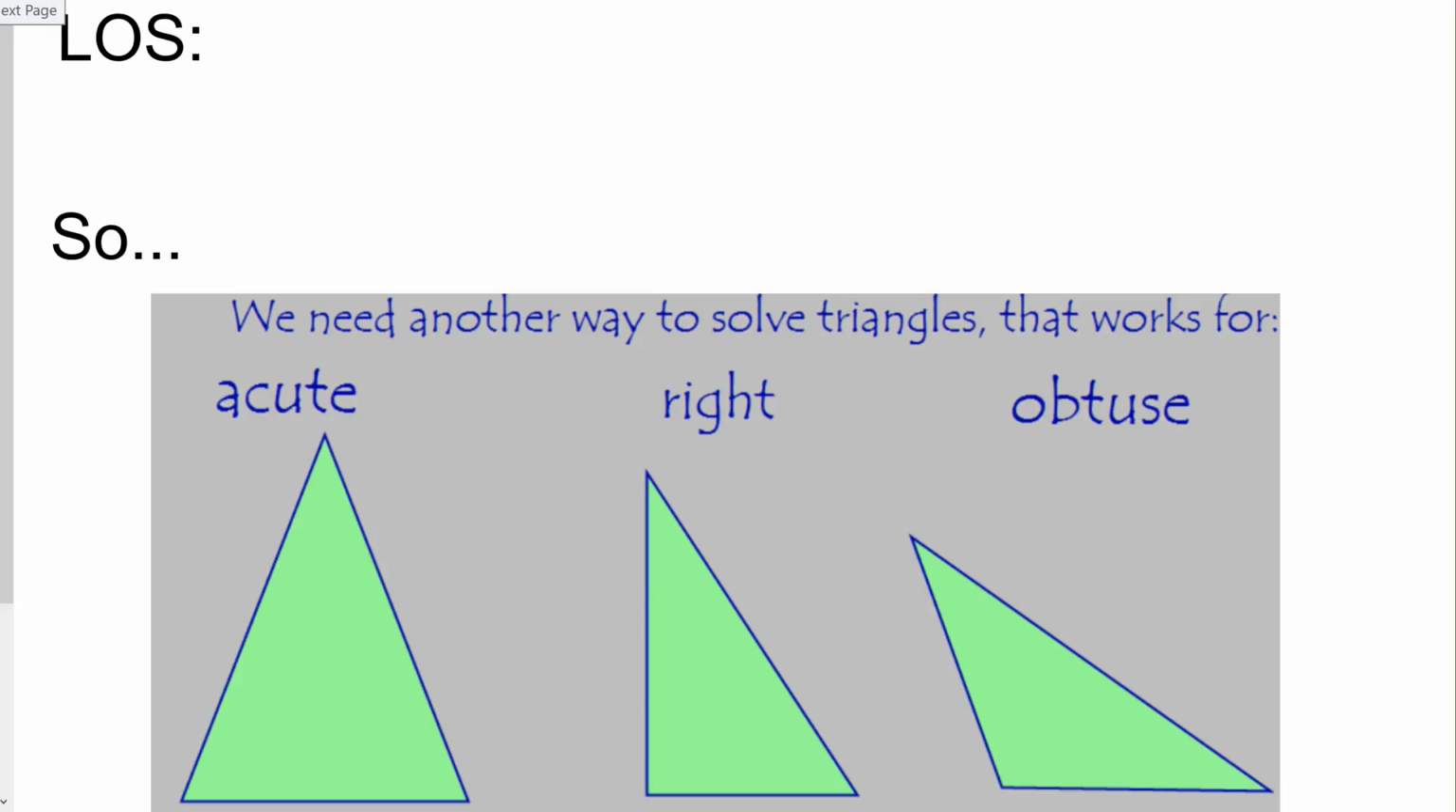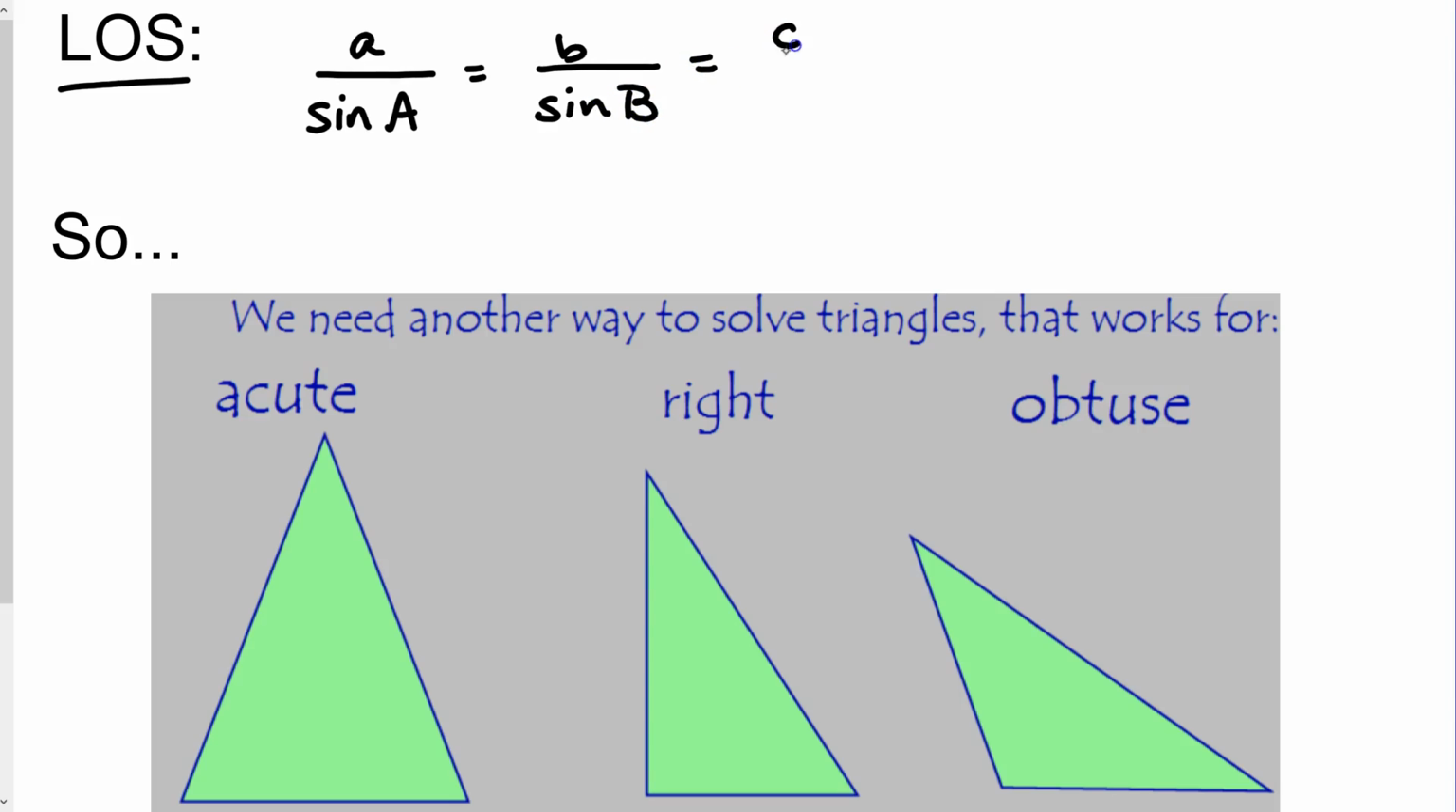Hello students. So let's review real quick what we learned in our last lesson. The law of sines, which I'm abbreviating LOS, tells us that for any triangle, whether it's acute, right, or obtuse, side A over the sine of angle A is equal to side B over the sine of angle B, and is also equal to side C over the sine of angle C.